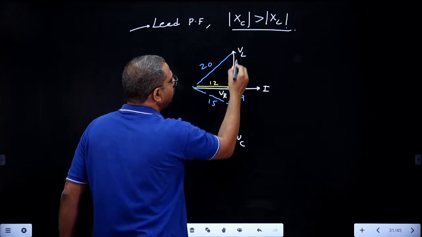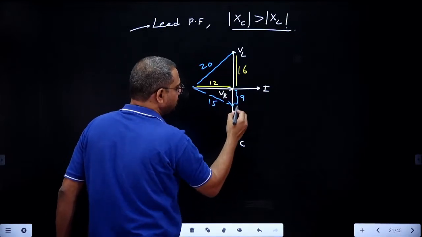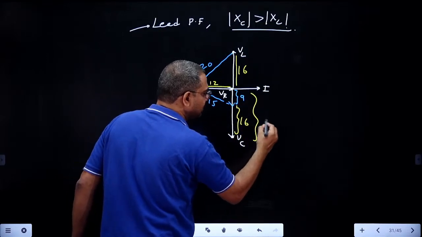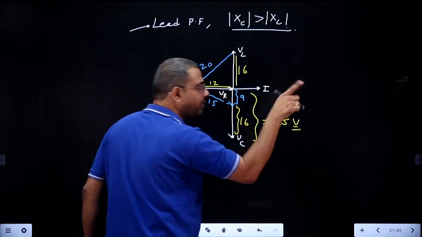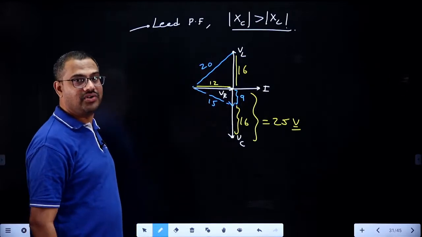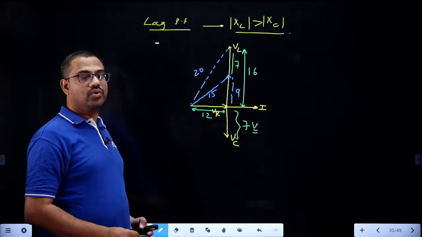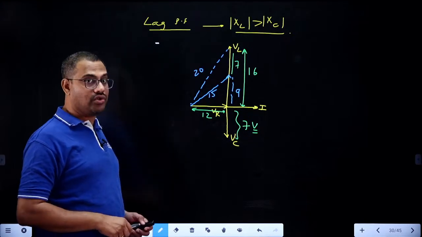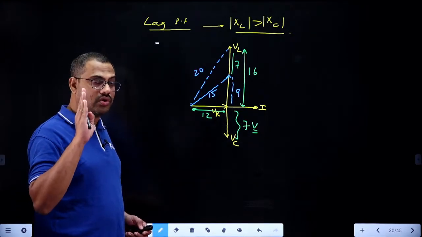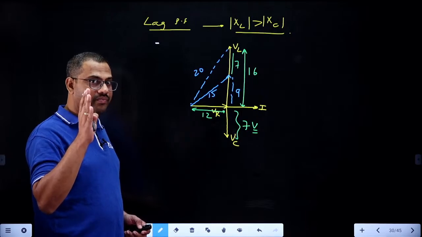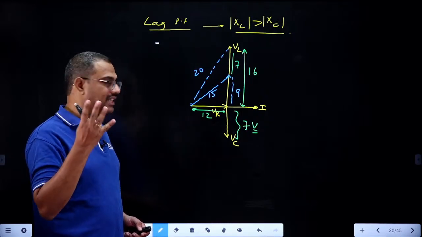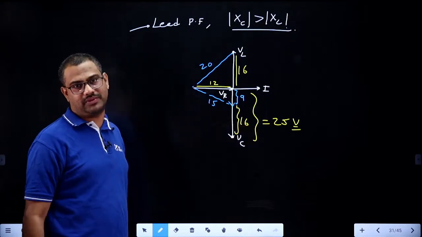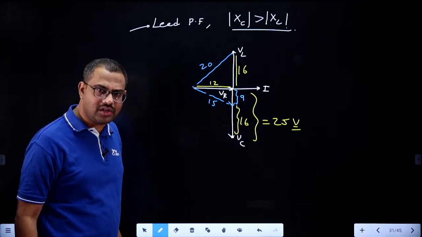If this is 20, this is 12, this has to be 16. If this is 16, this width is also 16. But total VC will be 16 plus 9, 25 volts also possible. See the beauty. The student who took XL greater than XC, lagging power factor, for him 7 volts came. But a student who is more intelligent and careful will check. He will take leading power factor also, and he will say 25 volts is also possible.